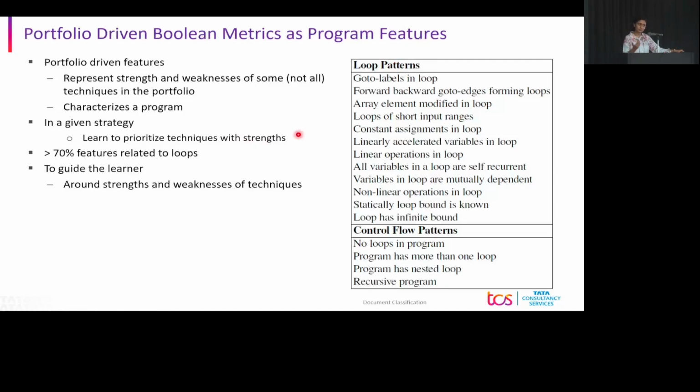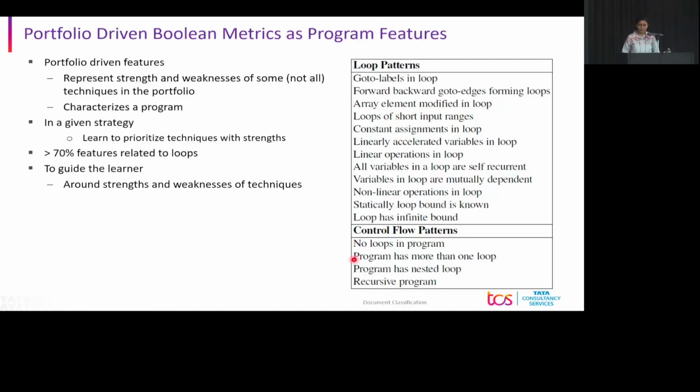So we decided which feature to be there in the program based on the strengths and weaknesses of the techniques in the portfolio. But it should be the strength of some techniques and not all. Because if it's a strength of all techniques, then it doesn't matter which technique you execute on that program. So some strengths of some and weaknesses of some.